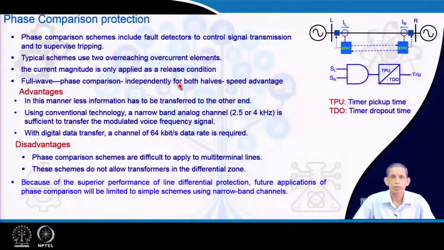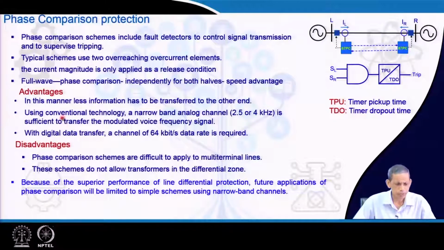So, we do not need to wait for the positive half as in the earlier example; the negative half can also be used, and the coincidence time can be processed independently for the positive half and the negative half. Therefore, you obtain a speed advantage using the same timer logic we have already discussed.